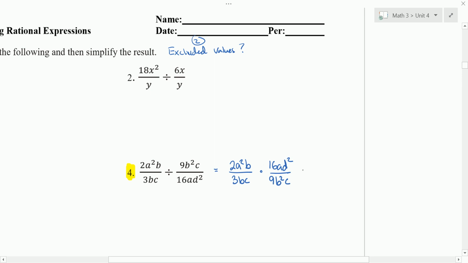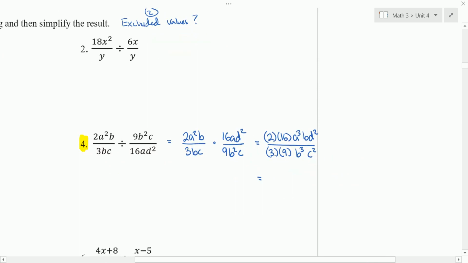And now with multiplication, the rule with fractions is you can multiply straight across, so we can make this one big fraction. This is 2 times 16 times a to the third times b times d squared over 3 times 9 b to the third c squared. Then we try to reduce, looking at the 2, 16, 3, and 9. 2 and 16 are powers of 2, 3 and 9 are powers of 3. They don't have any number in common other than 1, so I'm just going to multiply 2 times 16, which is 32, and 3 times 9, which is 27.